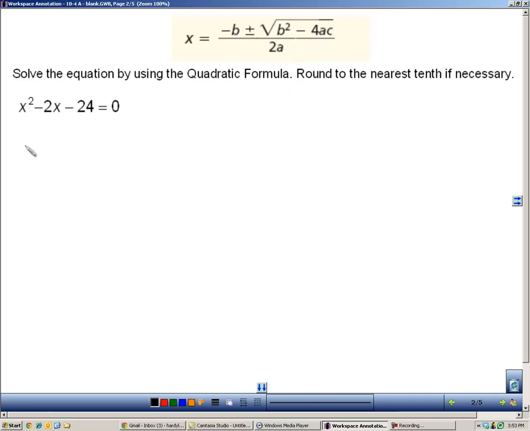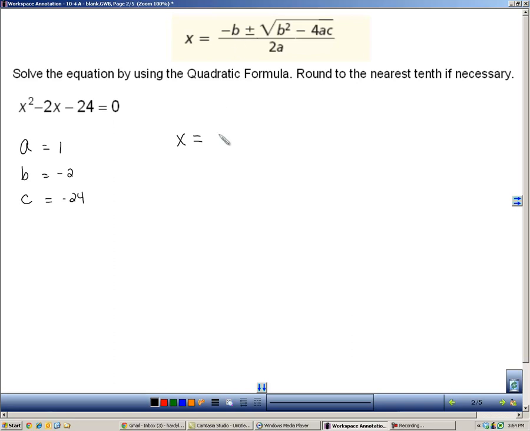First thing to do is find out what the a, the b, and the c are. In this particular problem, my a is a 1. It's the coefficient of the x squared. My b is a negative 2. It's the coefficient of the x term. And my c is a negative 24. I'm going to use those numbers to plug in the quadratic formula.